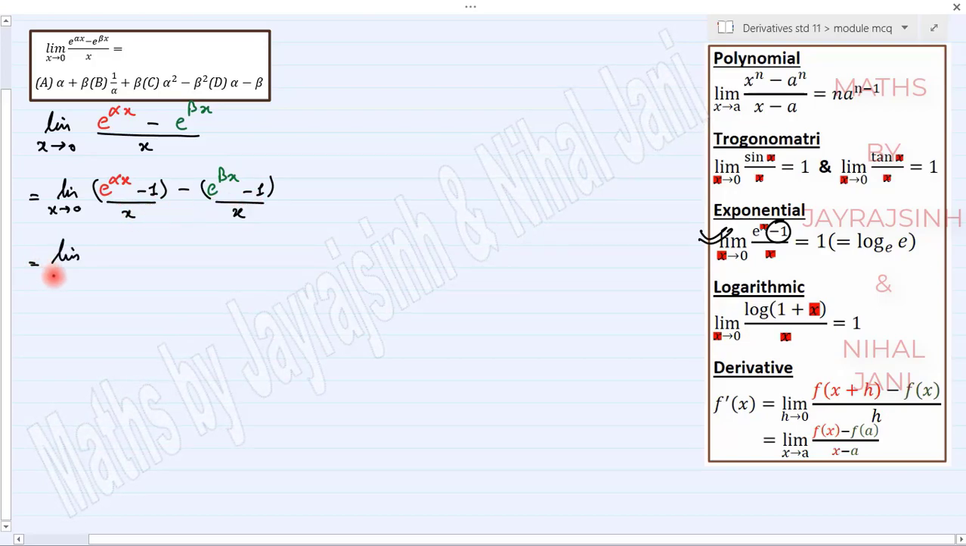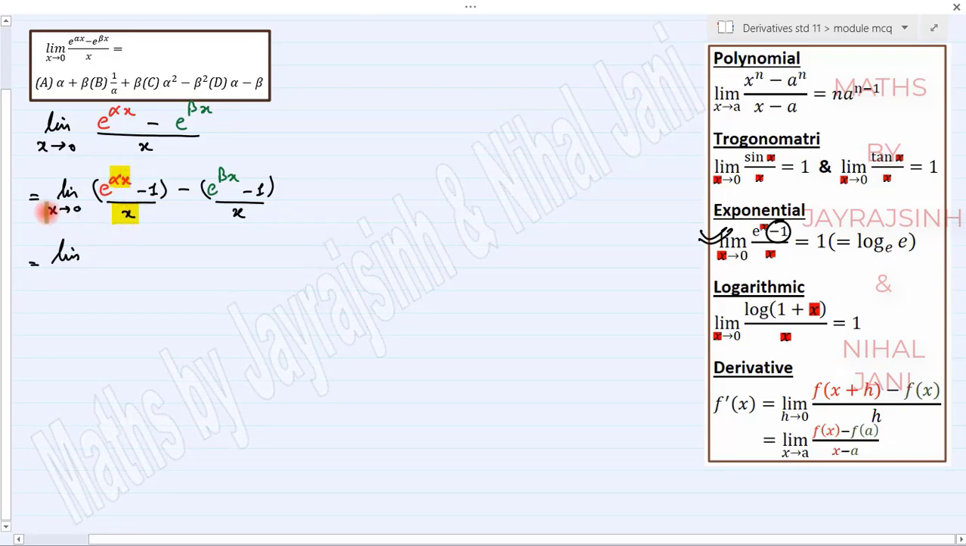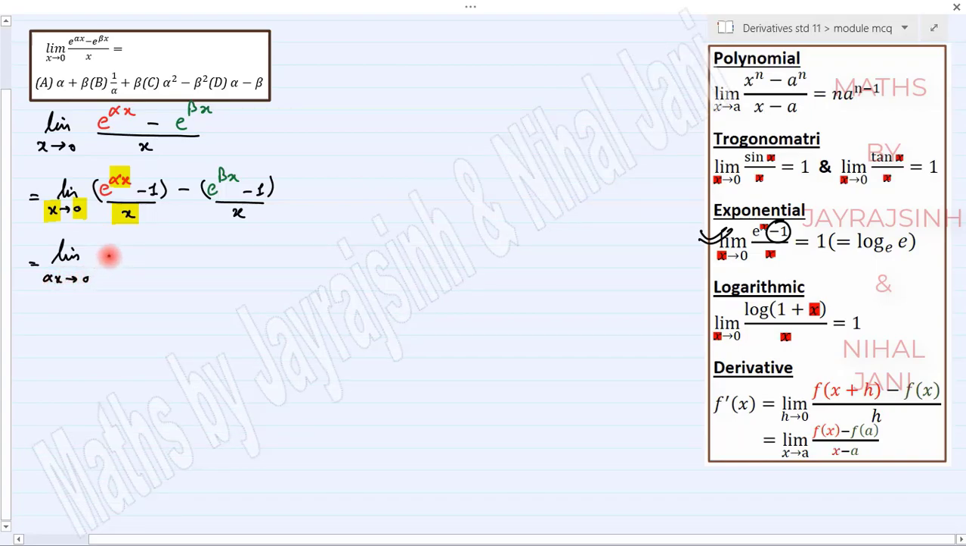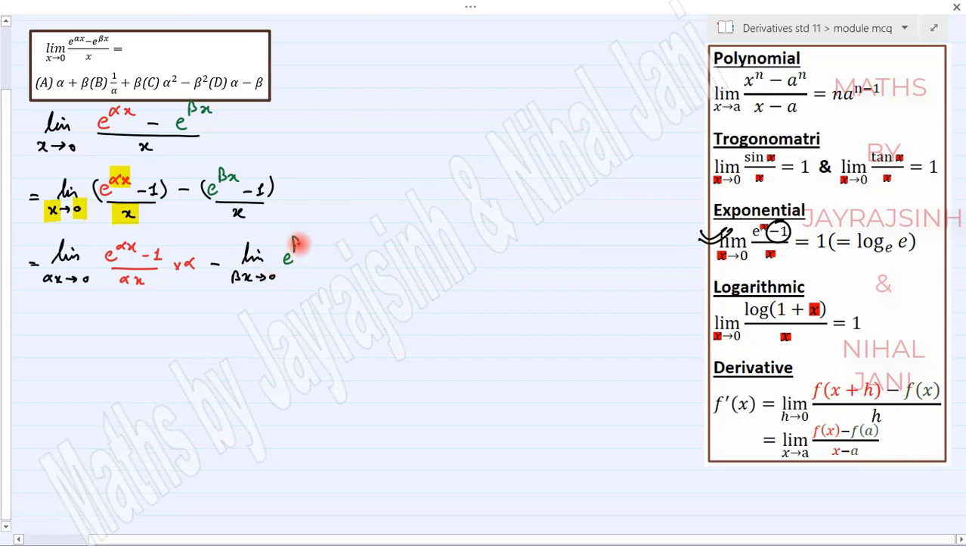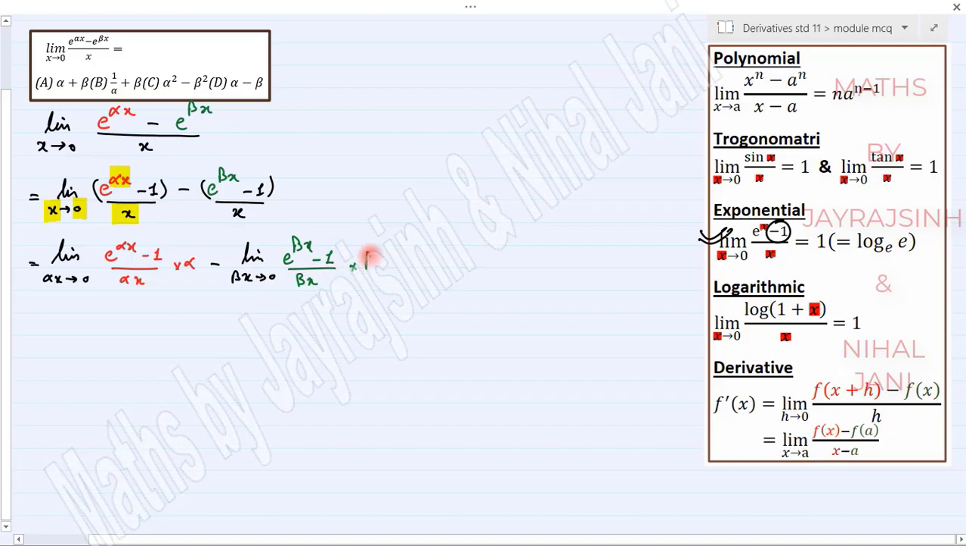But still, we have to change the limit also. Whenever we have alpha x in the numerator, we need alpha x in the denominator as well, and that term must tend to 0. So x tends to 0, alpha x also tends to 0. We have e raised to alpha x minus 1, and let's multiply and divide by alpha. Now we have to do the same thing with the second term. If x tends to 0, beta x will also tend to 0. We have e raised to beta x minus 1, and let's multiply and divide by beta.